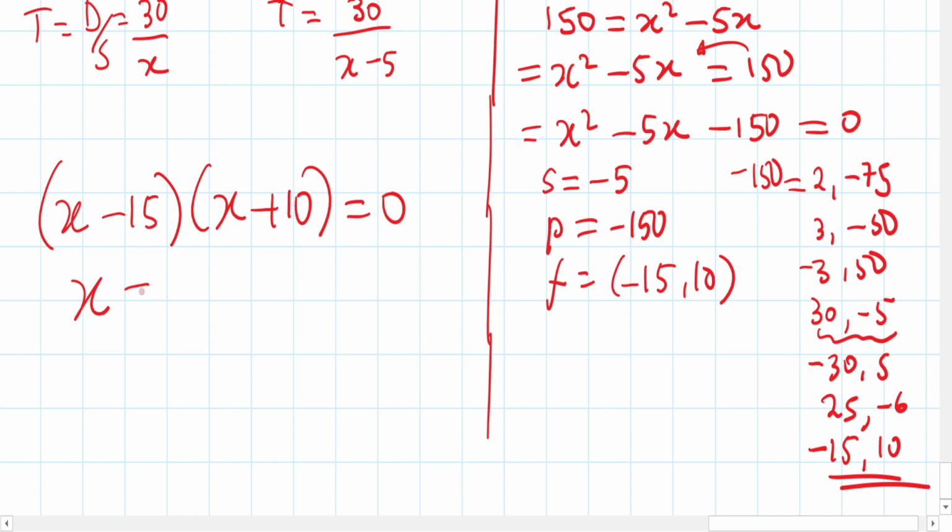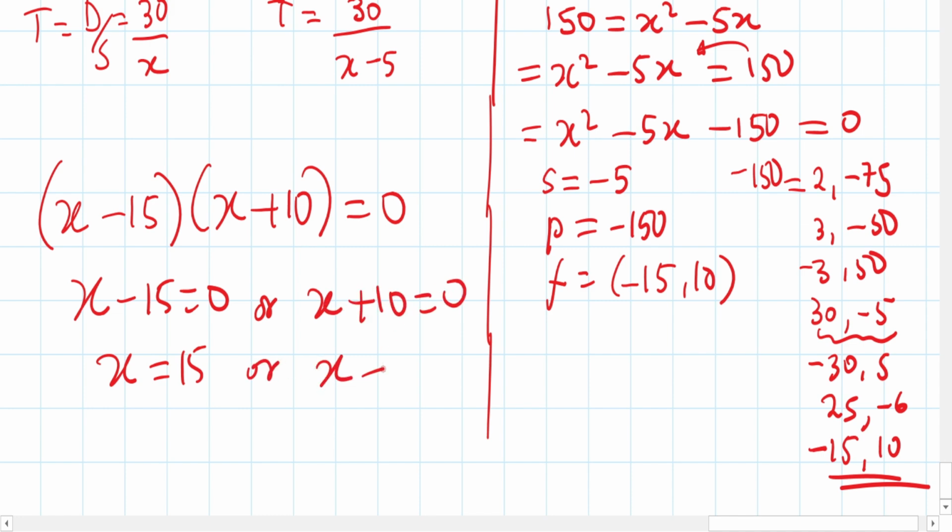So we say that x is equal to, for the first one, obviously, since x minus 15 equal to 0, x will be equal to 15, or x plus 10 can be equal to 0. Then obviously the other x is going to be negative 10. So those are your answers.